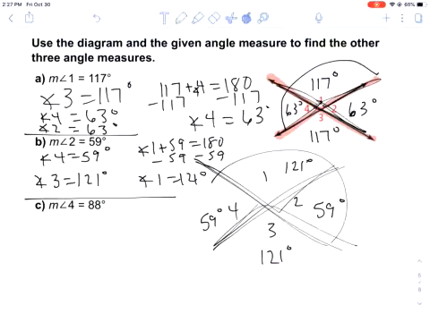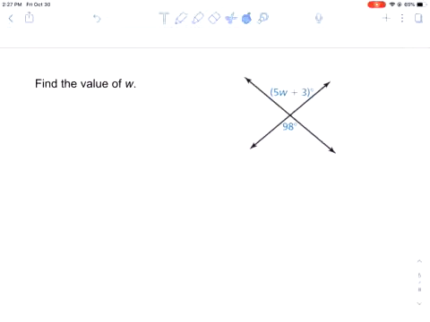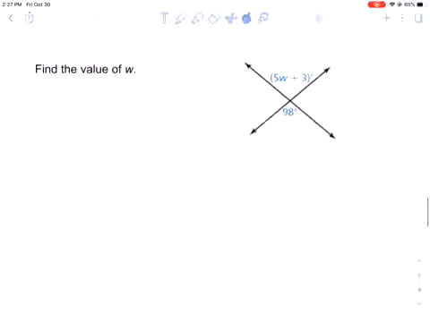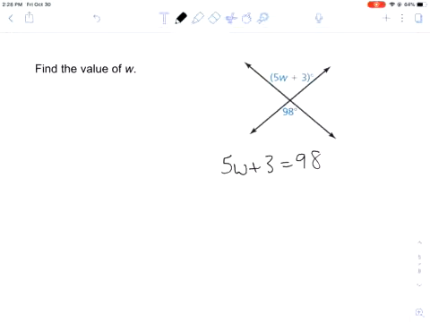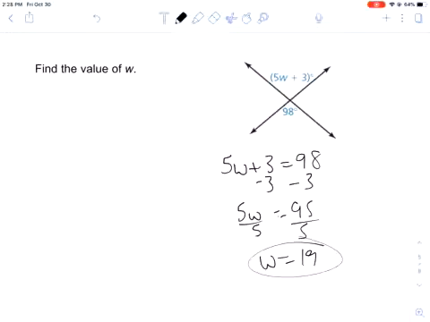All right. So again, it's just kind of knowing, do you have vertical angles or linear pairs? Here, these are vertical angles, so we get 5w plus 3 equals 98, because vertical angles are equal. And now I just solve. And we're done. W is 19.